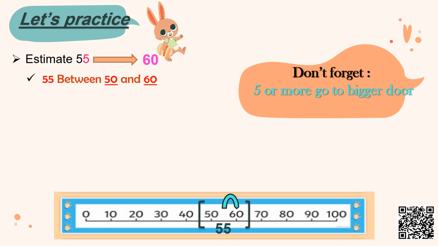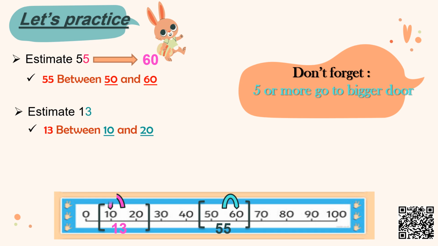Another one, estimate 13. 13 is between what and what? Look at the number line. 13 between 10 and 20. Second step, look at ones. Here we have 3. 3, 5 or more? No, 3 less than 5. So we will stay in the same door. So 13, it will be 10.